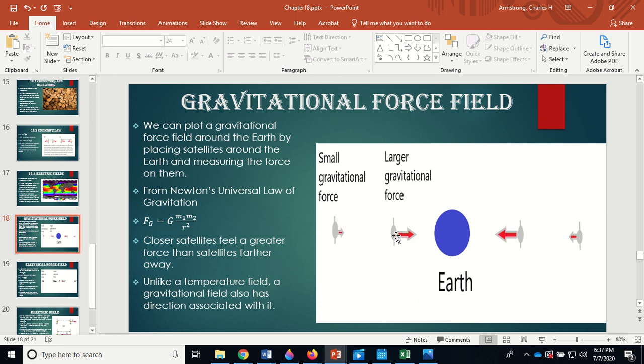So we go here, put the satellite there, and we can measure the force on that satellite. So we can go around, put our satellite all over the place, way out here, over here, everywhere, and we can measure what the forces are. We can map out a gravitational field showing what the forces are, and also they've got direction.